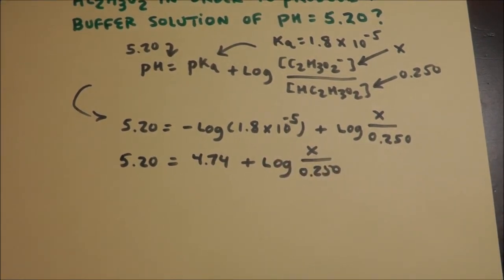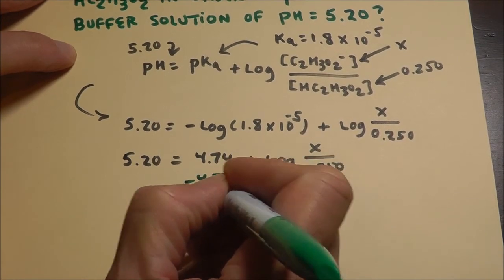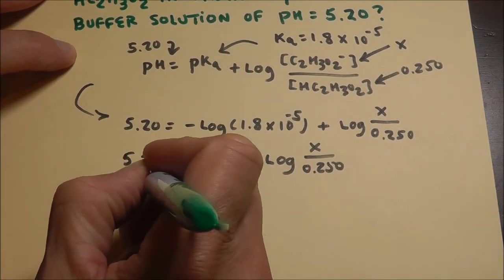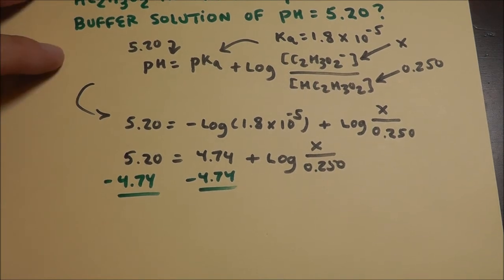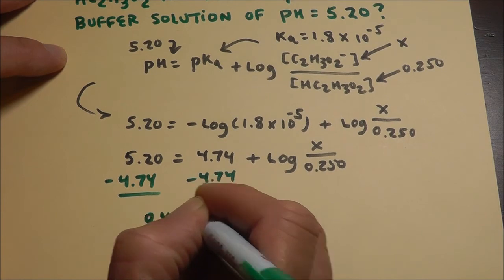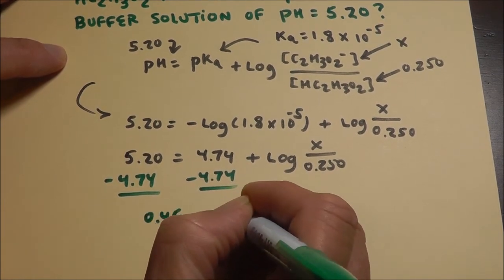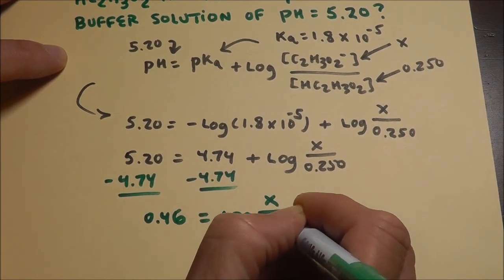So let's subtract from both sides 4.74, and then we'll take a look at what we think we should be getting here before we go crank numbers. So that means that I'm paranoid and I got to do this on my calculator because I'm afraid I'm going to goof up. 0.46 equals log of X over 0.250.